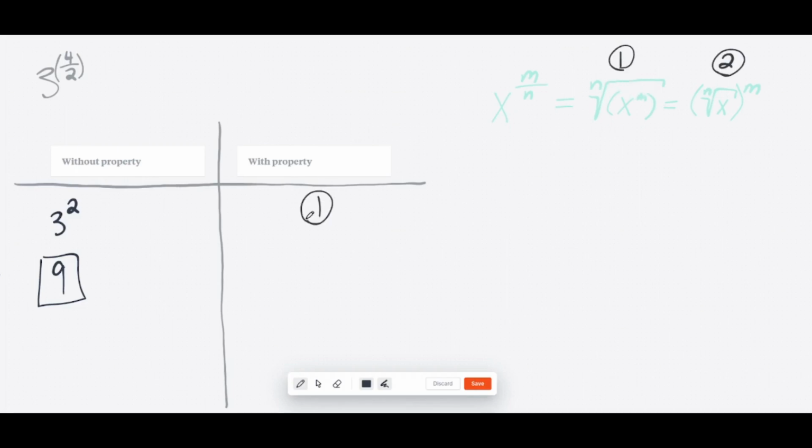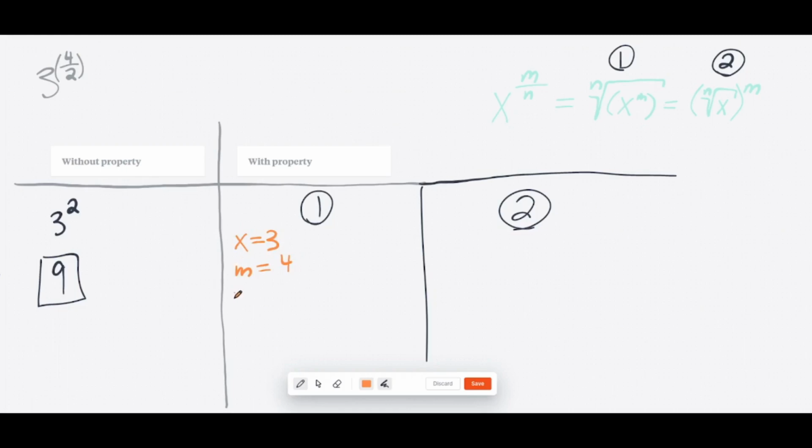If we look at it the first way, and I'll do the second way over here afterwards, then basically we can list which variable corresponds to what. So x is obviously 3 here. That's our base. And then m, the numerator of the number in our exponent, is equal to 4. And then n will be equal to 2. And if we work this out, what will we get?